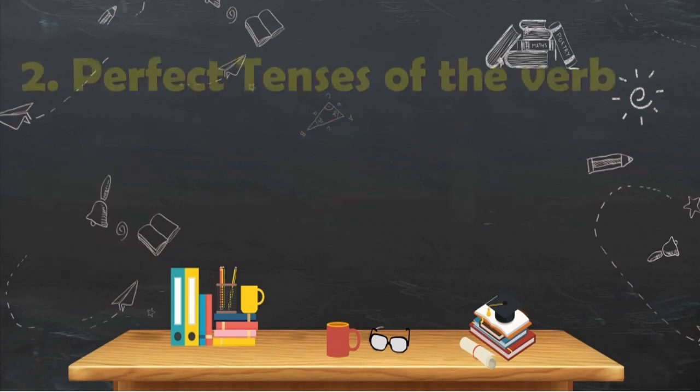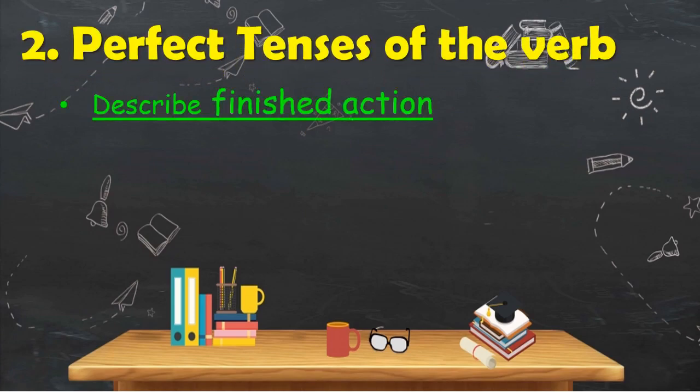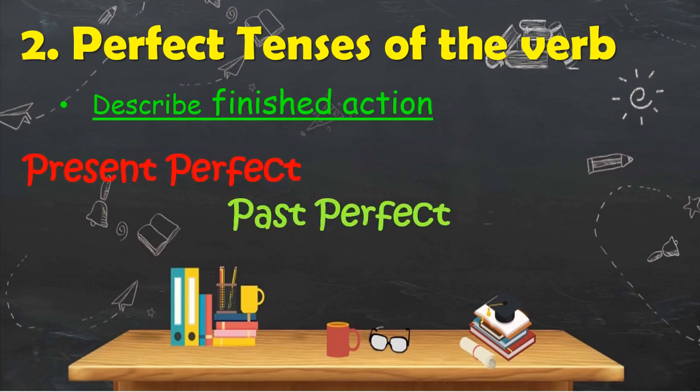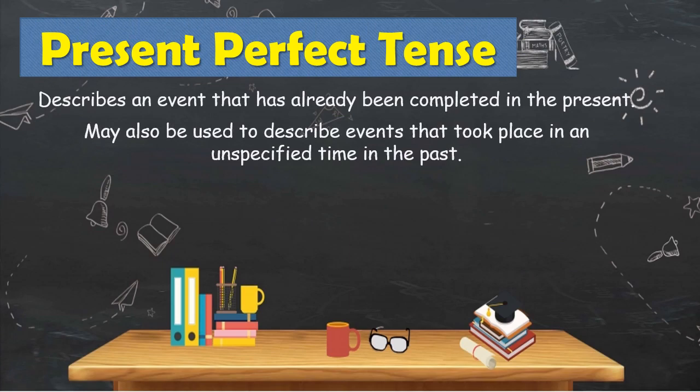Now, let's move on to the perfect tenses. Perfect tenses describe a finished action. They are present perfect, past perfect, and future perfect. Now, let's have the present perfect. The present perfect describes an event that has already been completed in the present. It may also be used to describe events that took place in an unspecified time in the past.